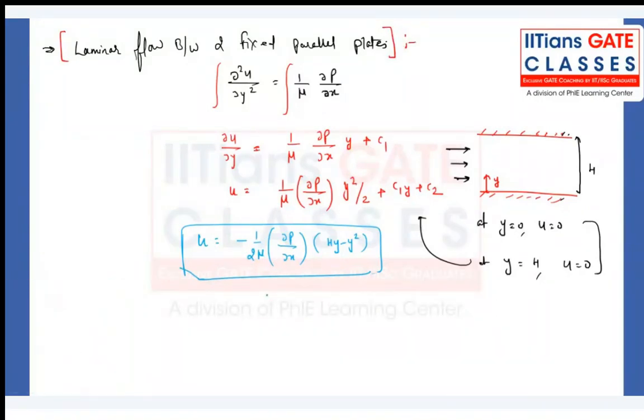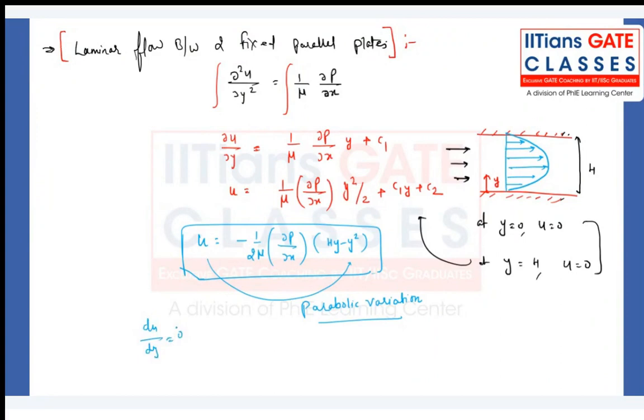So here what we are getting is a parabolic variation. We can get the parabolic variation like this. Again, how will you get to know where exactly u will be maximum? From mathematics, du by dy has to be 0 for maxima and minima. What is the tool for us?